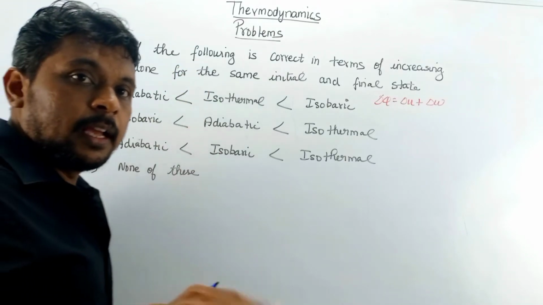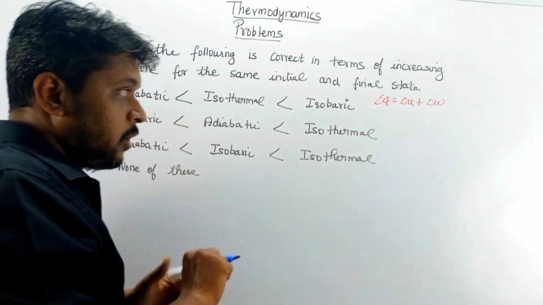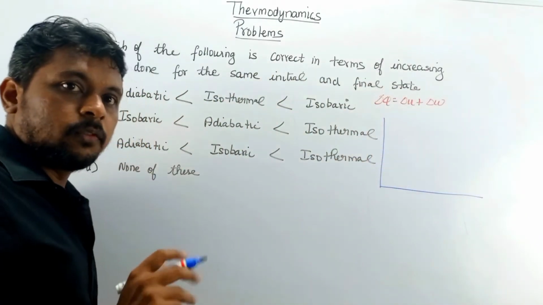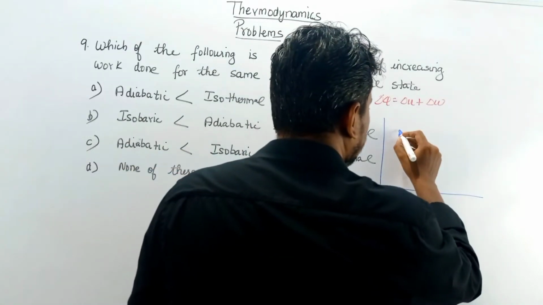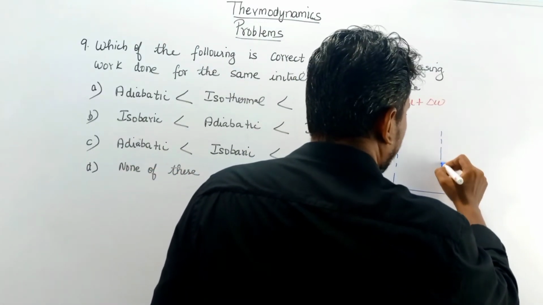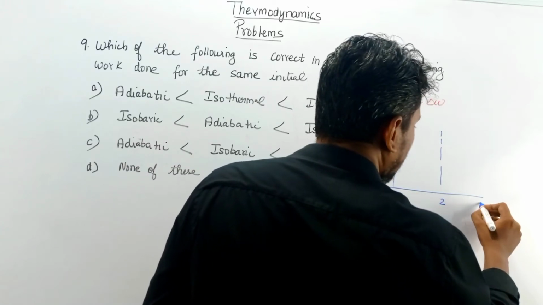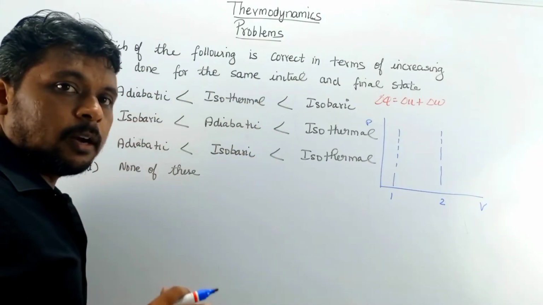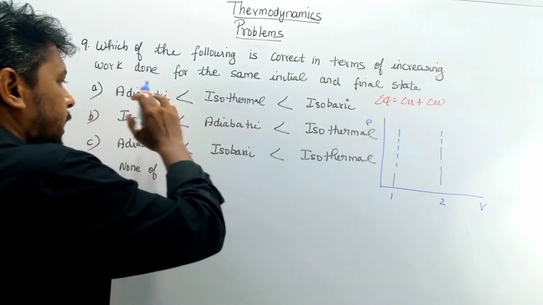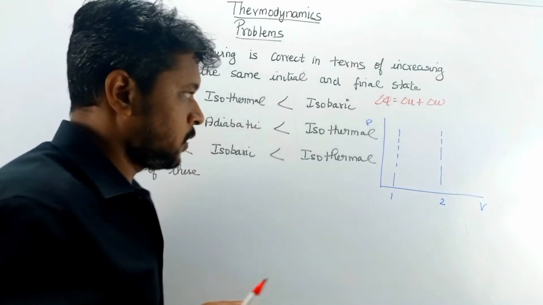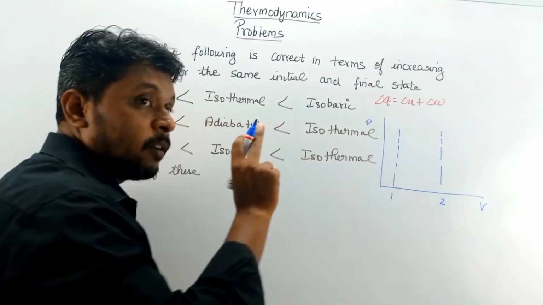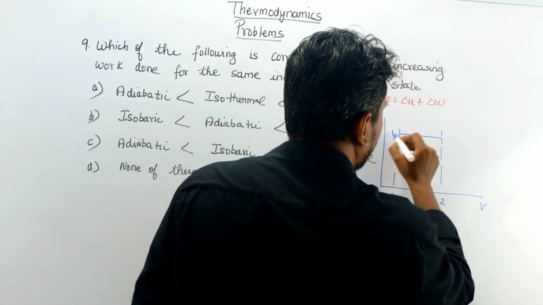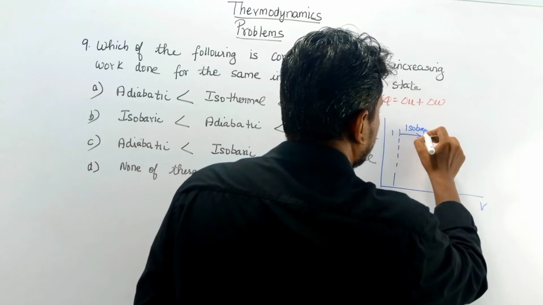So the work done will be represented always in your PV diagram. So now we will draw the PV diagram for all these three processes for the same initial and final states. So let us take, this is 1 and 2. Okay. So we have three processes among the options: isobaric, isothermal, adiabatic. Isobaric means it is a constant pressure process. So at constant pressure, it is taken from one state to another state. So this is the pathway taken for your isobaric process.